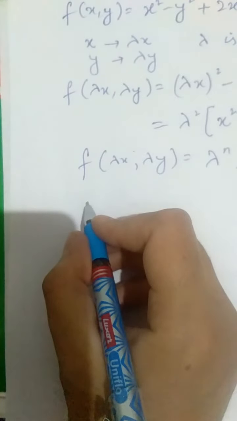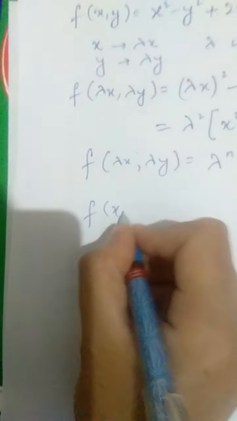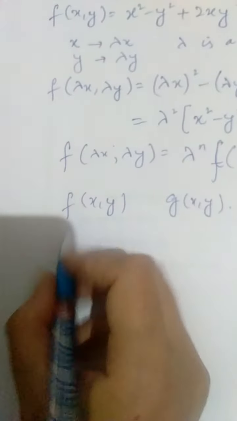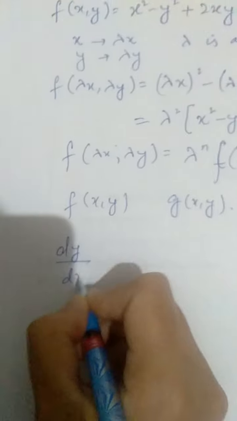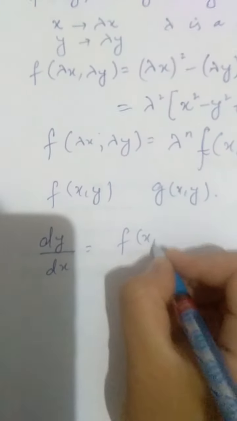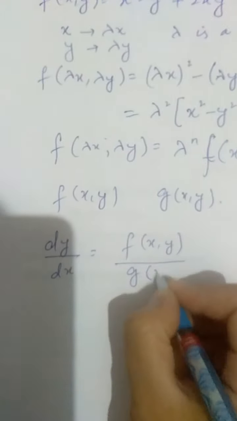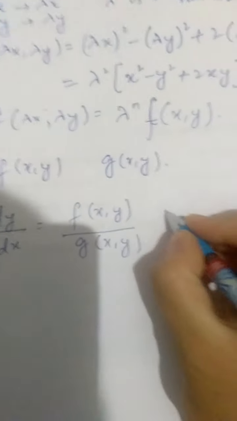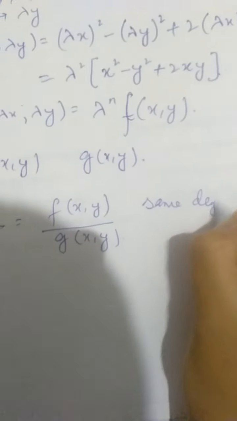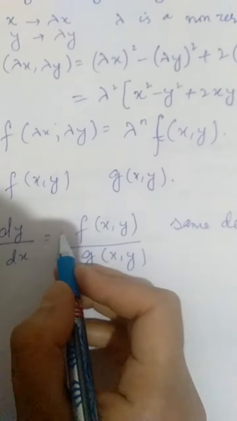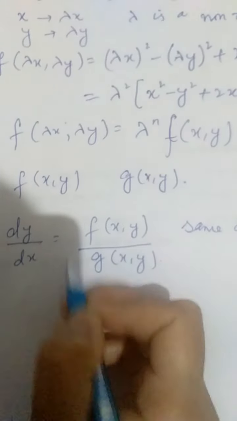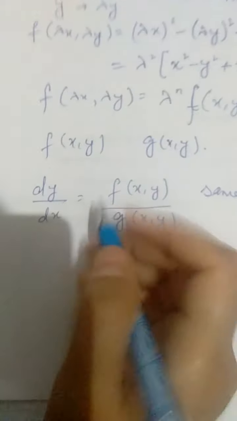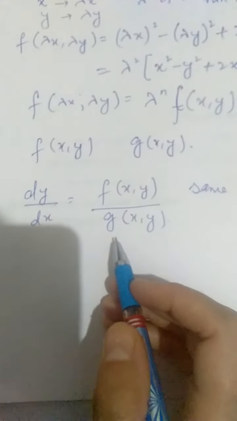Now if we have two such functions, say f of x y and g of x y, then an equation of this type, dy by dx is equal to f of x y divided by g of x y, where the only condition is that the functions f and g should be of the same degree. They should be of the same degree, so that whenever lambda is taken out as common, it has the same power and it cancels out. So we are able to make an equation dy by dx of this type. Such an equation is called a homogeneous differential equation.